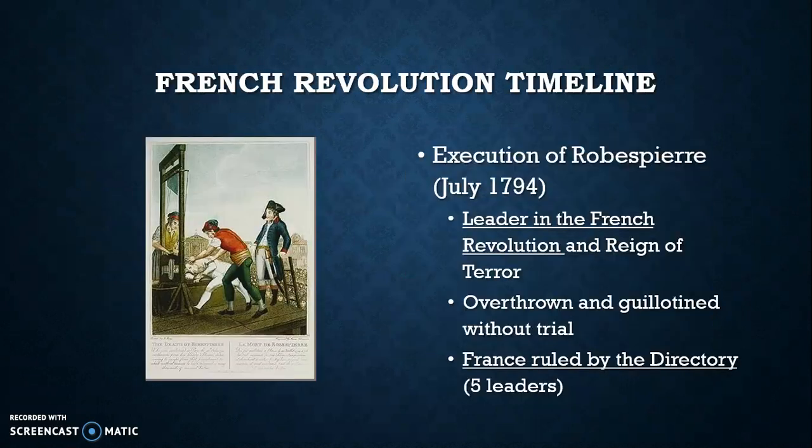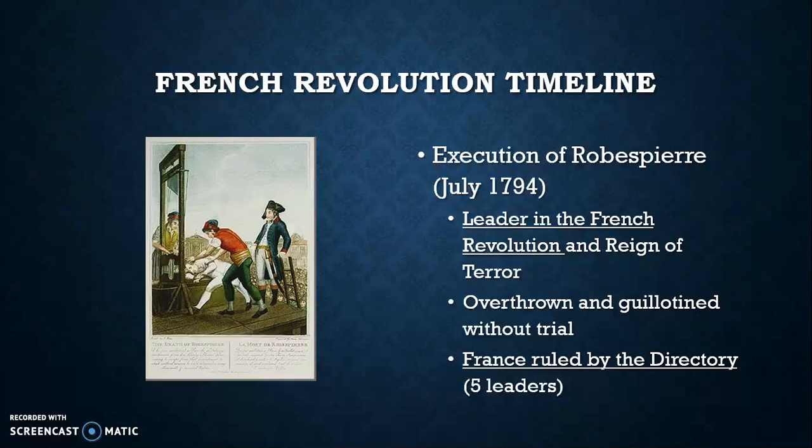And lastly, the French Revolution took a drastic turn. Robespierre was one of the leaders of the French Revolution and the Reign of Terror. He was overthrown by his own people, and then he was guillotined without trial as well. After that, France was ruled by 5 leaders, known as the Directory. So they were trying to share power. However, there was still a lot of economic instability, a lot of political instability in France, and the government was vulnerable to a takeover.